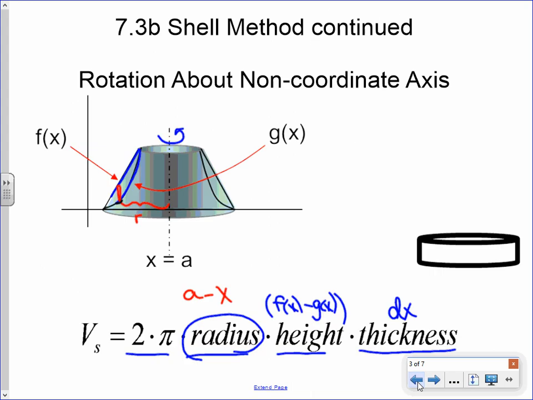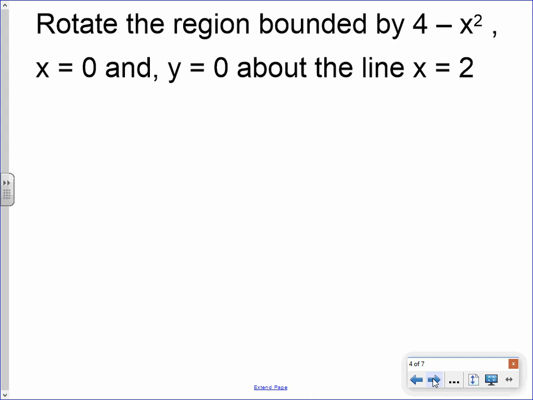Do we write down what we needed to from this information? Okay. So now here is our first example. We're going to do 2 or 3. We're going to rotate the region bounded by 4 minus x squared, x equals 0, y equals 0, about the line x equals 2. Write down what you need to and come up with a picture for me.